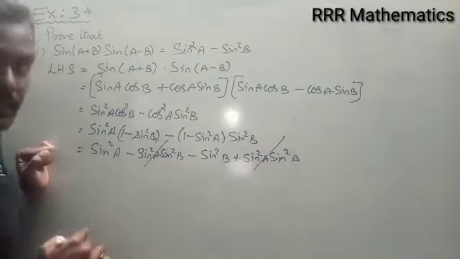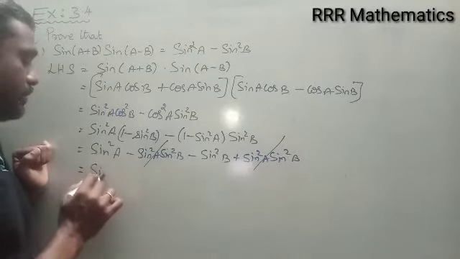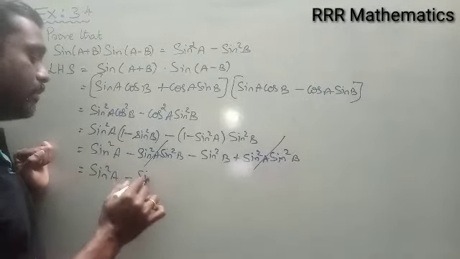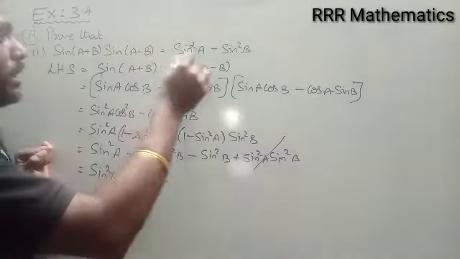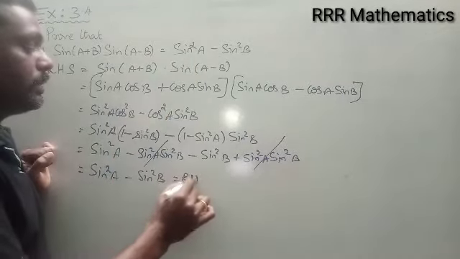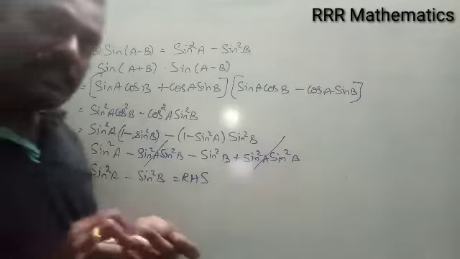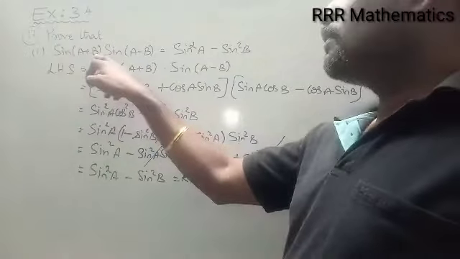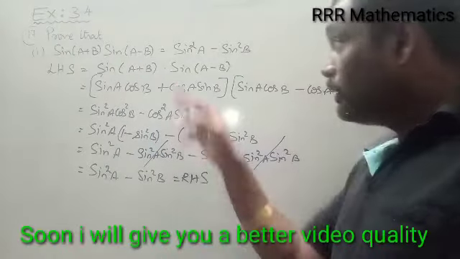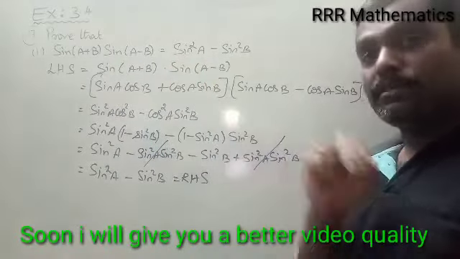These two get cancelled. What is left? Sin square a minus sin square b. See, this is your right hand side: sin square a minus sin square b. Hence proved. Very simple. When you see the question, you want to prove that sin(a+b) into sin(a-b) is equal to sin square a minus sin square b.